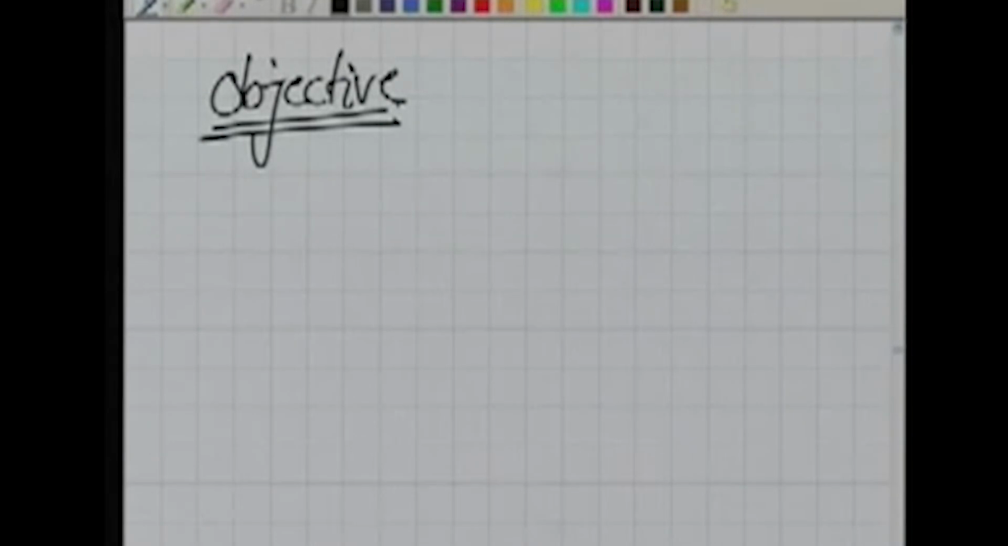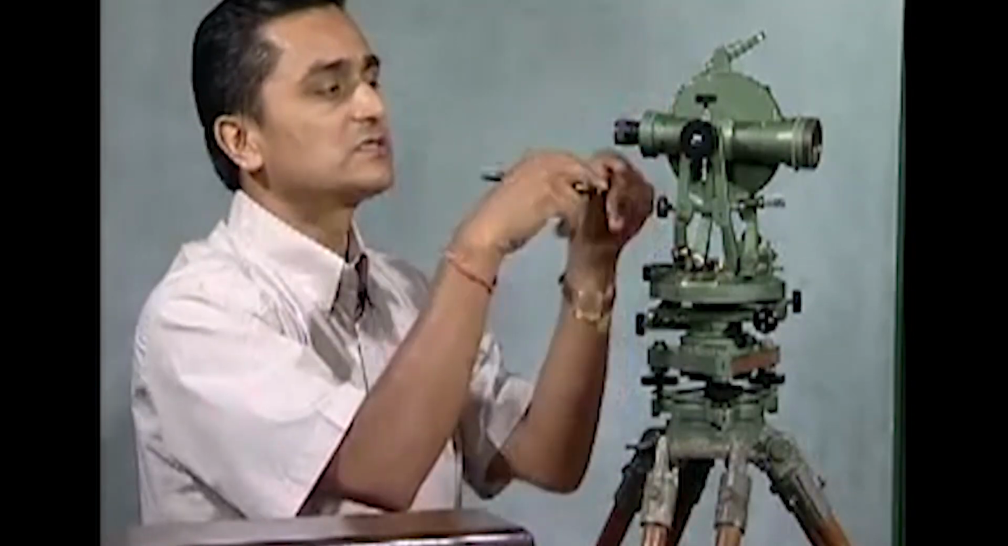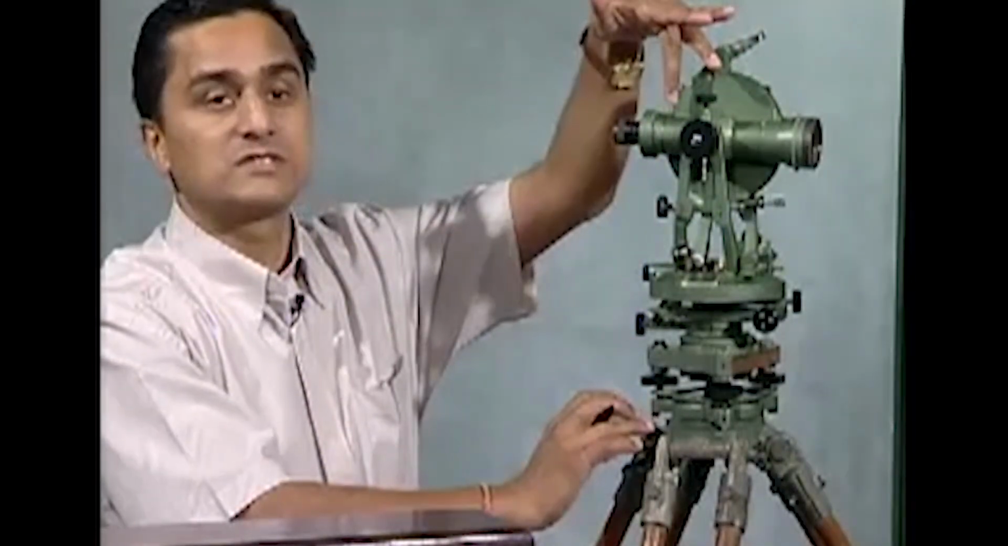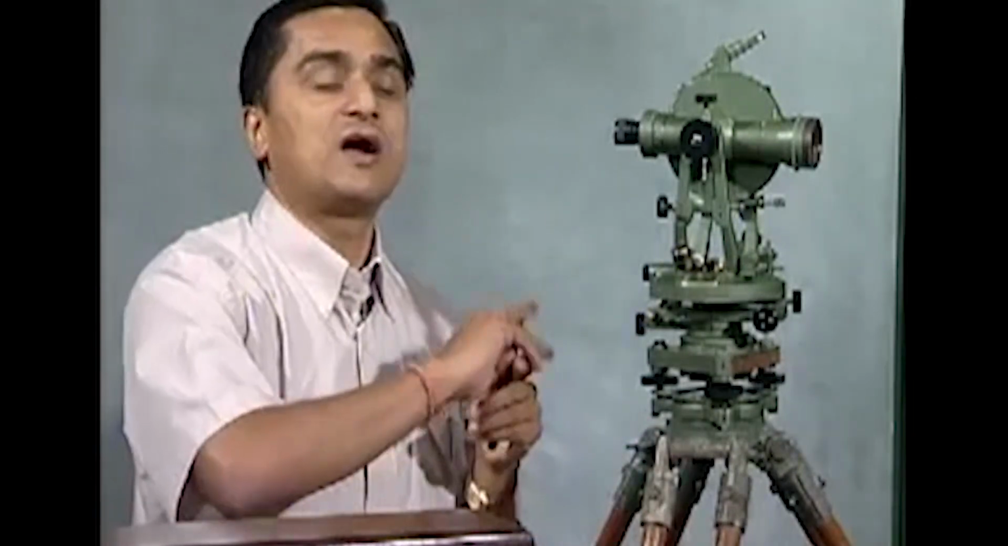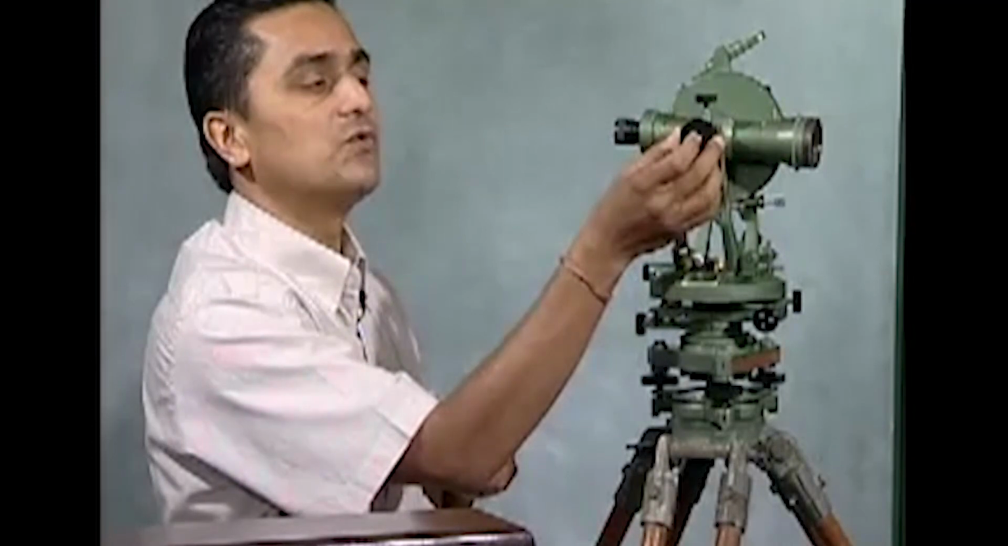Now, focusing the objective lens means, well, we are looking through the telescope and the object is somewhere in my field of view. So far I had bisected only using the rifle sight, and I will need to bisect it more accurately. Before that bisection, I need to focus it, so I will focus using the objective focusing screw.